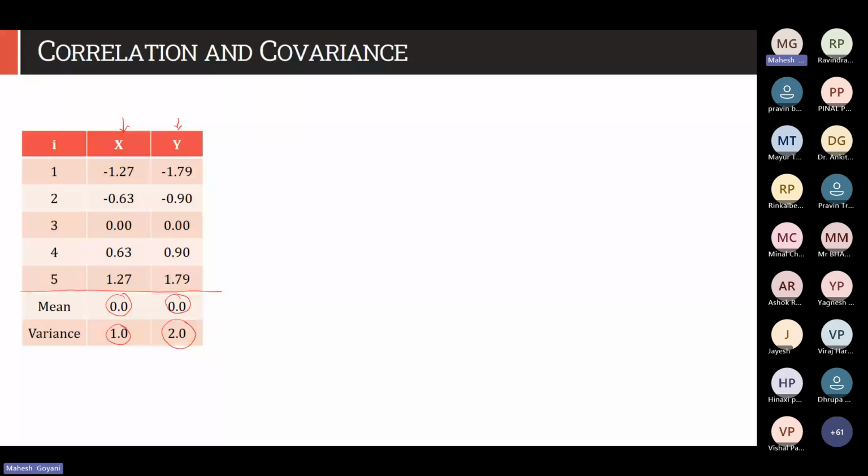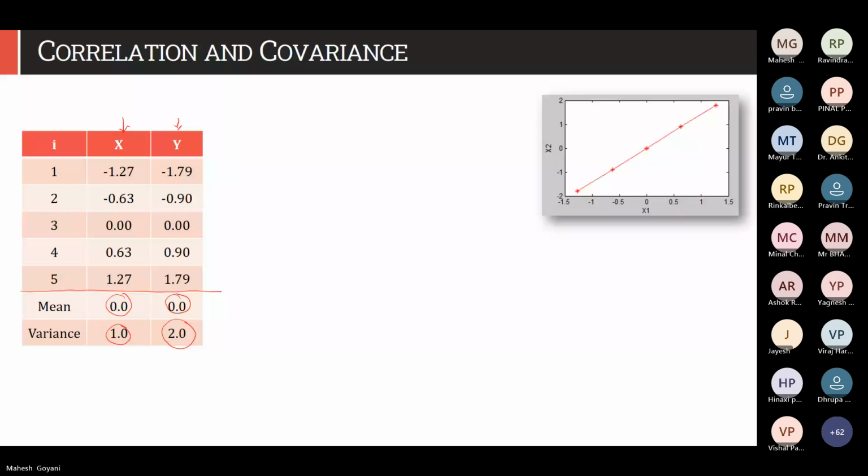I want to check whether there is any relationship between X and Y or not. There are many ways to assess that. The best one is to do a scatter plot. A scatter plot is a visual representation of one variable versus the other. So I'm just drawing X versus Y.